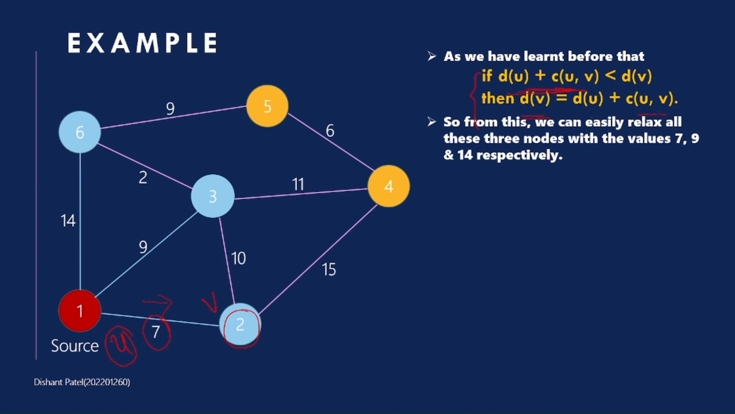From this we can find the distance of node 2. Distance of the source is 0 and the cost of source to the second node is 7. So the distance of the second node will become 7. Distance of the third node is 0 plus 9, equal to 9. It will become 9, and the distance of node 6 will become 14.